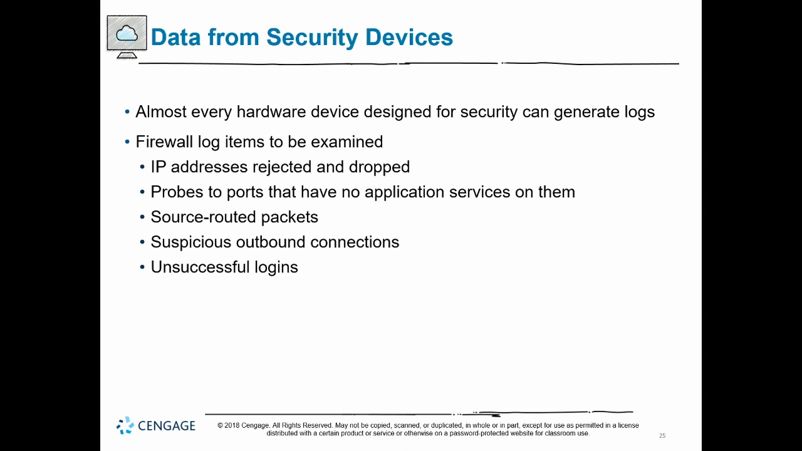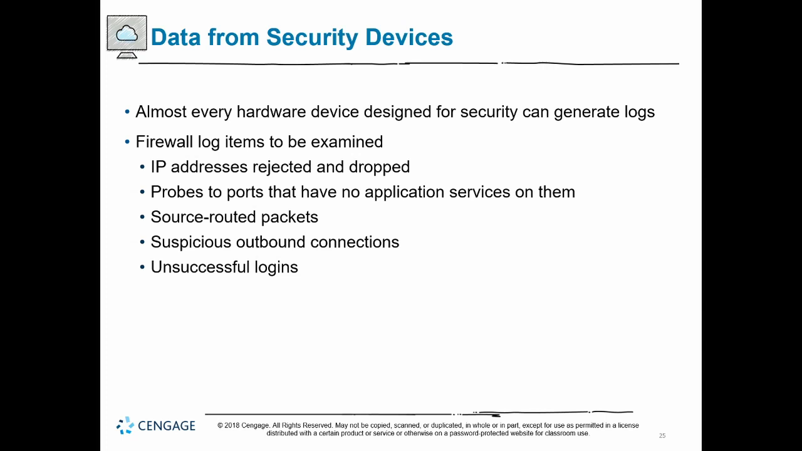Data from security devices: almost every hardware device designed for security can generate logs. Firewall log items to be examined are IP addresses. So when you're reviewing a firewall, some of the things to look at in the logs are IP addresses rejected and dropped. That's actually a good KPI, or key performance indicator, to also be recording: how many packets were dropped over the course of an hour or day. It shows how much traffic you're getting and how much you're being attacked, right?